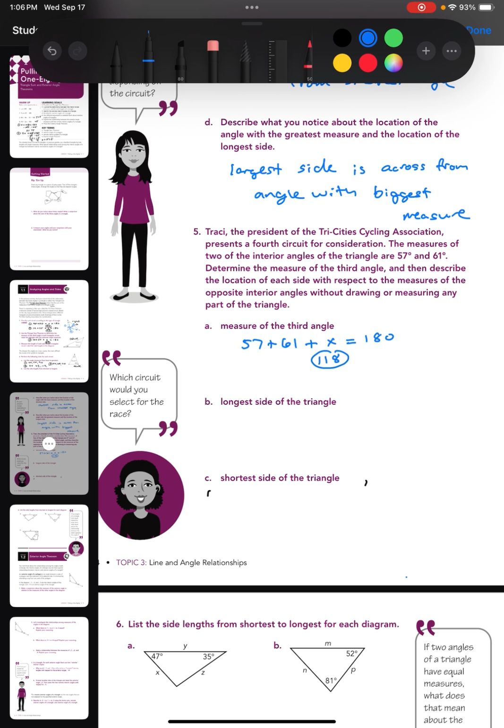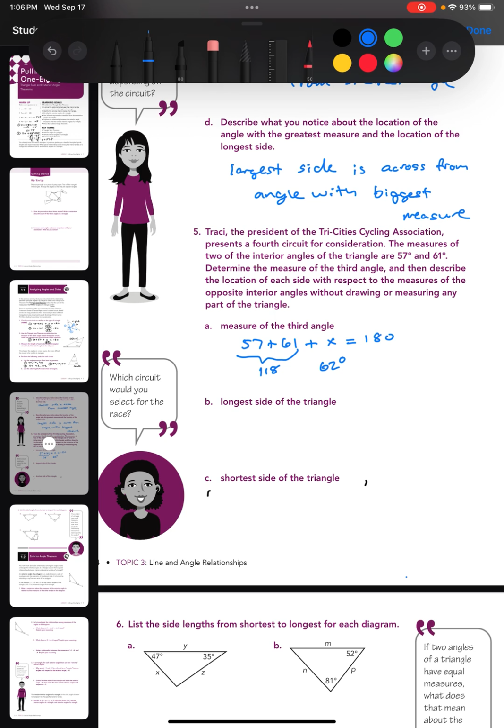So the longest side, oh, sorry, I made a mistake here. 118, let's go back up a little bit. I got ahead of myself. 118 is the addition of 57. Let me explain my mistake here. To add to 118 to get to 180, we're at 62. My fault. So 62 degrees is our third angle.